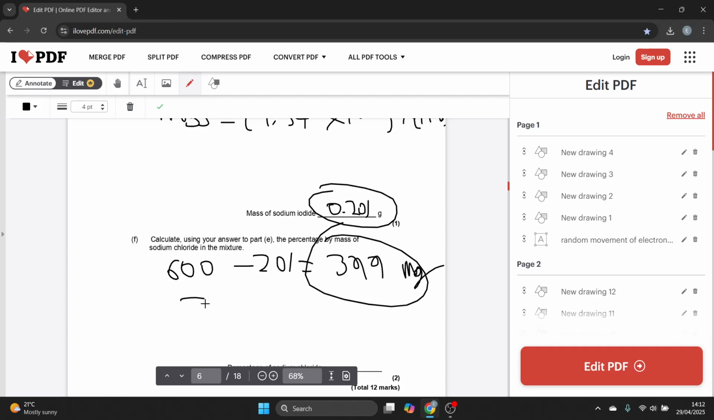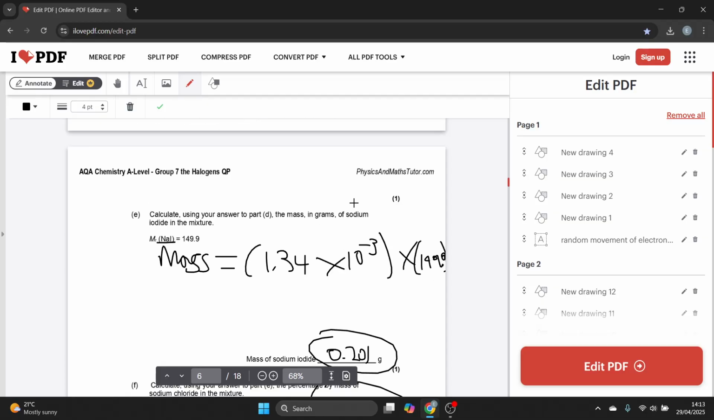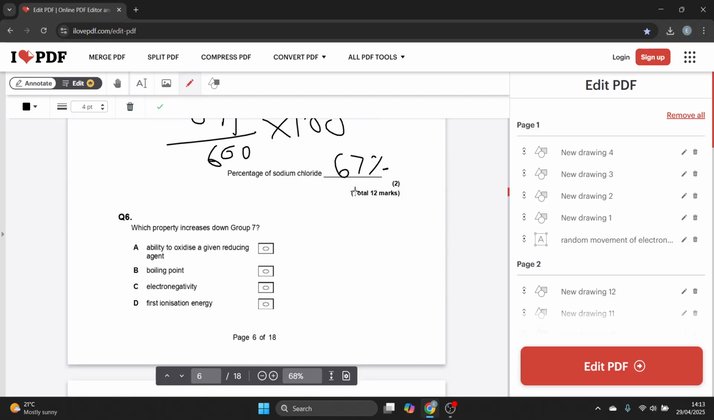Therefore the percentage by mass is 399 over 600. It is a percentage, so I times by 100. I get 67%, or 66.5. I'll say 67%. It allows 66.5 to 68.3, so that's fine.